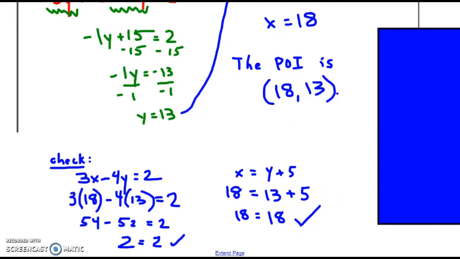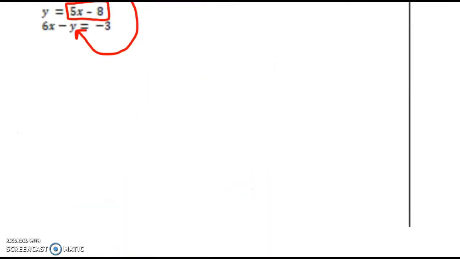This one takes a little more work because we have 3 times the value of x and then 4 times the value of 13. So if we again check our calculations, 54 minus 52 does give you 2, and it works. Next question.